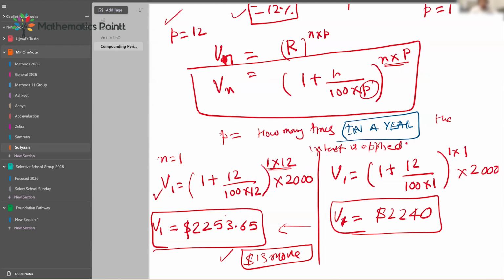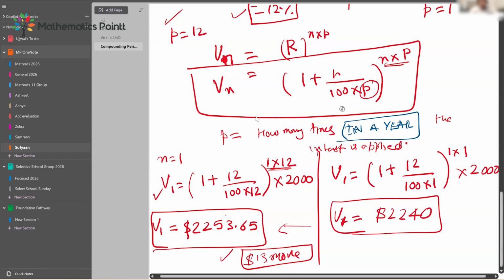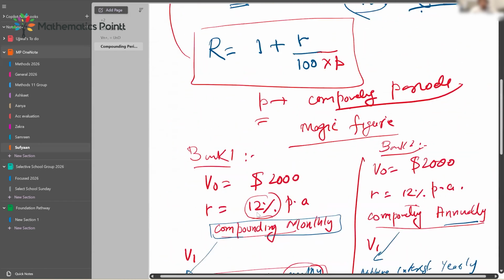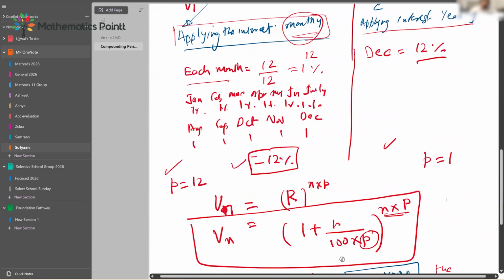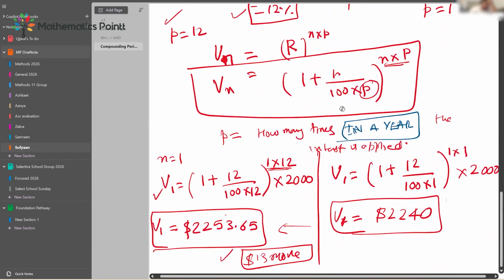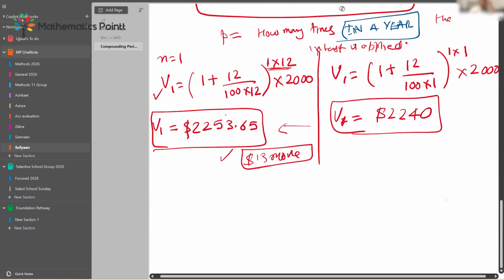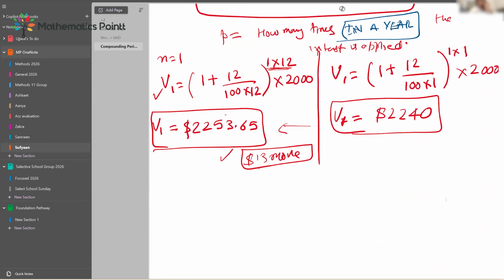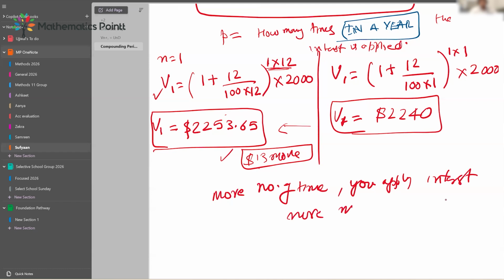So the idea is no matter the rate of interest in both the scenarios was exactly the same, which was 12%, the number of times you have applied it has actually made a significant difference to the amount that you get at the end of whatever number of years you are after. So that means the more number of times you apply the interest, the more money you get. Simple.